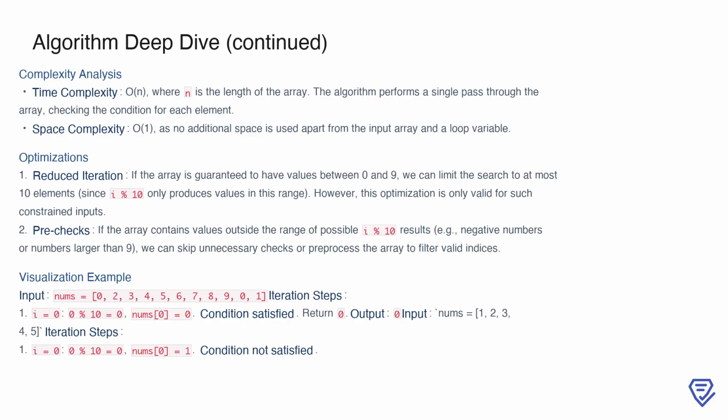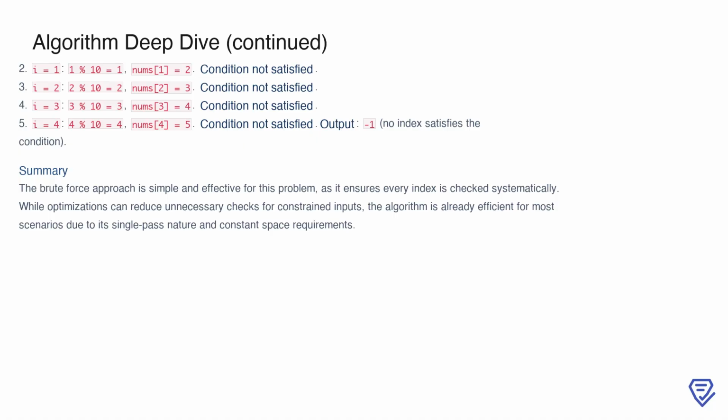On the first iteration, i equals 0, and since 0 % 10 equals 0 matches nums[0] equals 0, the algorithm immediately returns 0. In another example, with the input nums = [1, 2, 3, 4, 5], we see how the algorithm systematically processes each index.